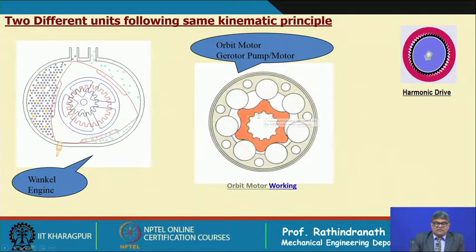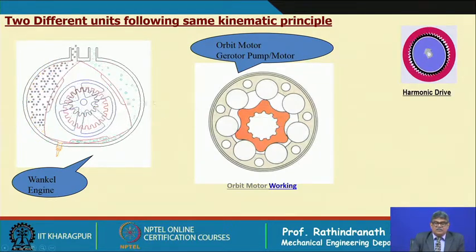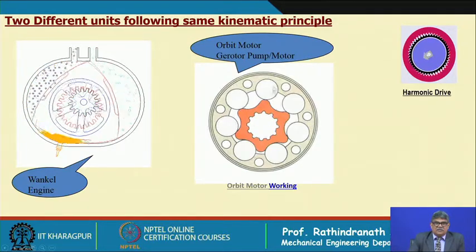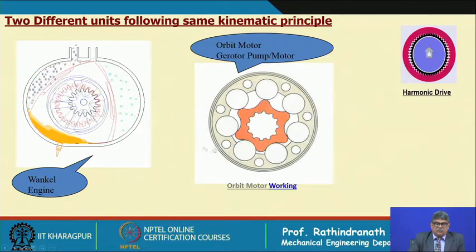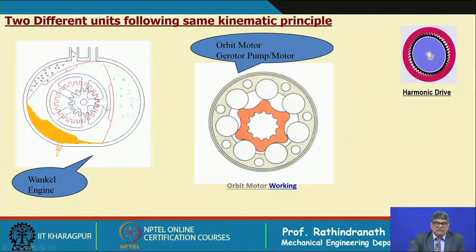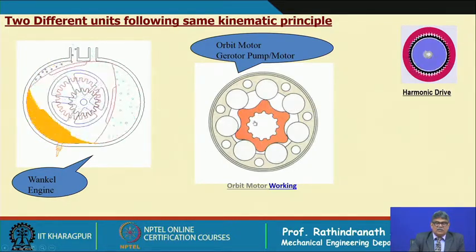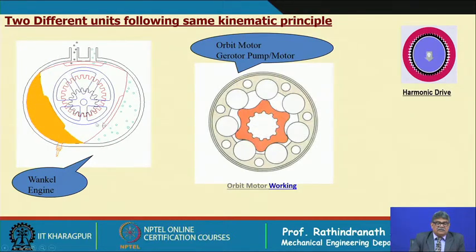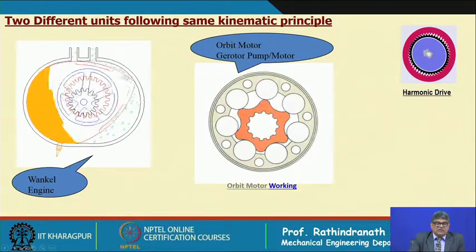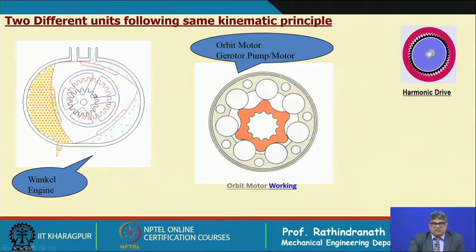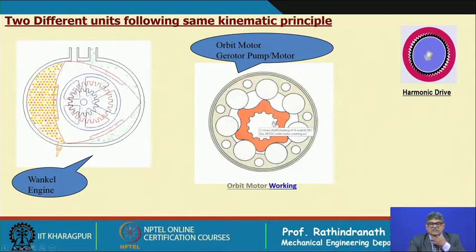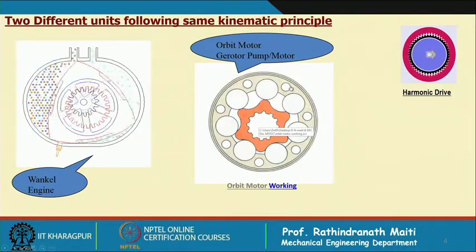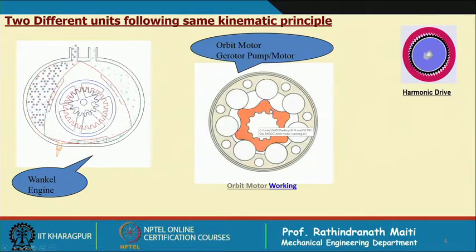As far as the geometric features are concerned, as far as the teeth and lobes are concerned, both have the relations of the cycloidal class of teeth. In this case it is just opposite: the outer one is having 2, the inner one is having 3. In this case, the inner one is having 6, the outer one is having 7.